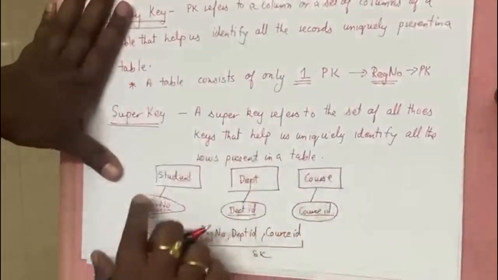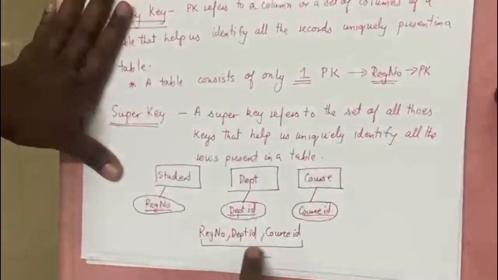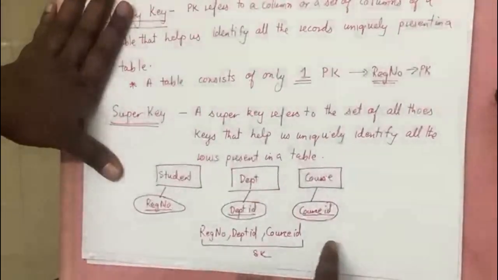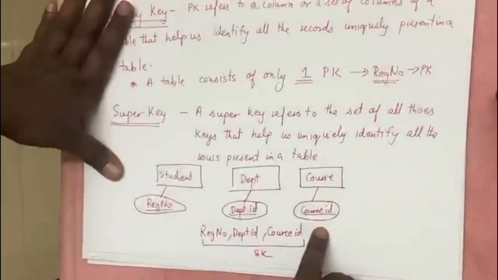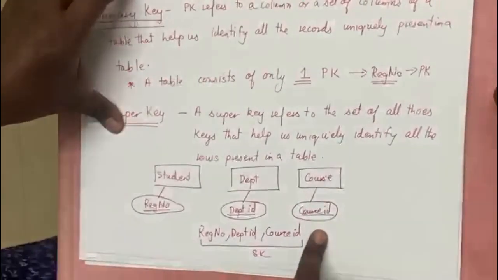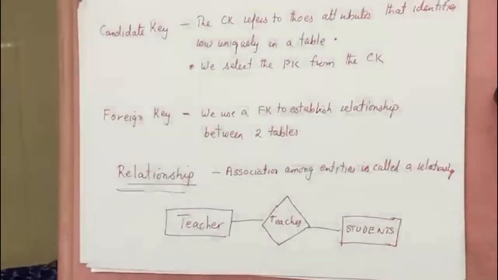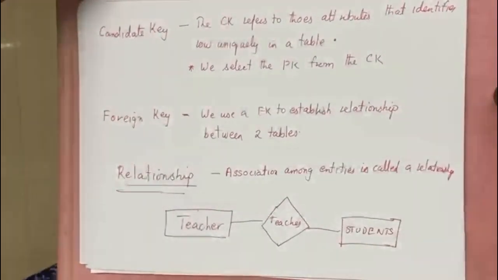Whereas when I use combined register number, department ID and course ID, still I can identify the student, and these set of keys are going to be called as super key. Now, following this, we are going to see one more thing called as candidate key.